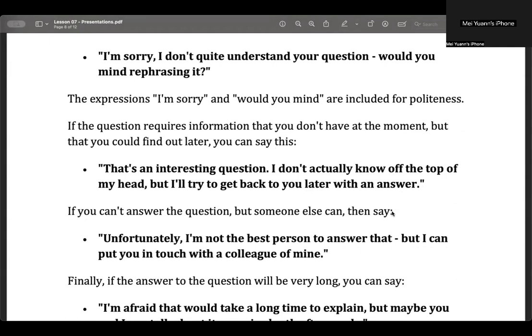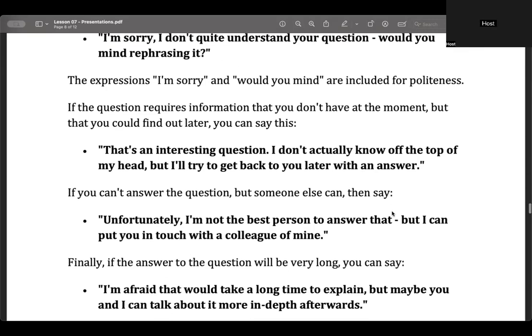If the question requires information that you don't have at the moment, but that you could find out later, you can say, "That's an interesting question. I don't actually know off the top of my head, but I'll try to get back to you later with an answer." If you can't answer the question but someone else can, then say, "Unfortunately, I'm not the best person to answer that, but I can put you in touch with a colleague of mine."